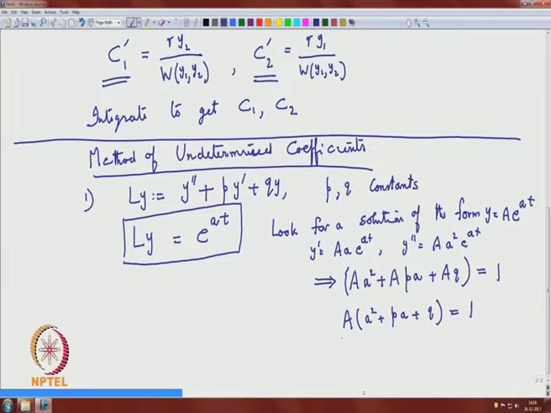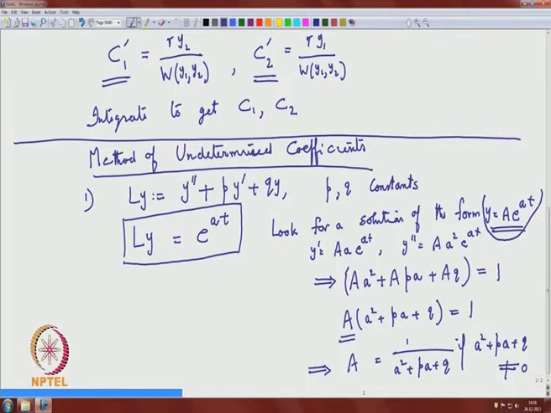So, our idea is to find a c so that y equal to c e power a t solves the equation, so we need c to be determined. This implies c you can take to be 1 over a square plus p a plus q, and this is possible if that is non-zero. So, that puts a condition if you want to find a solution. This immediately suggests that we have a solution of this form if a is not a root of this equation.